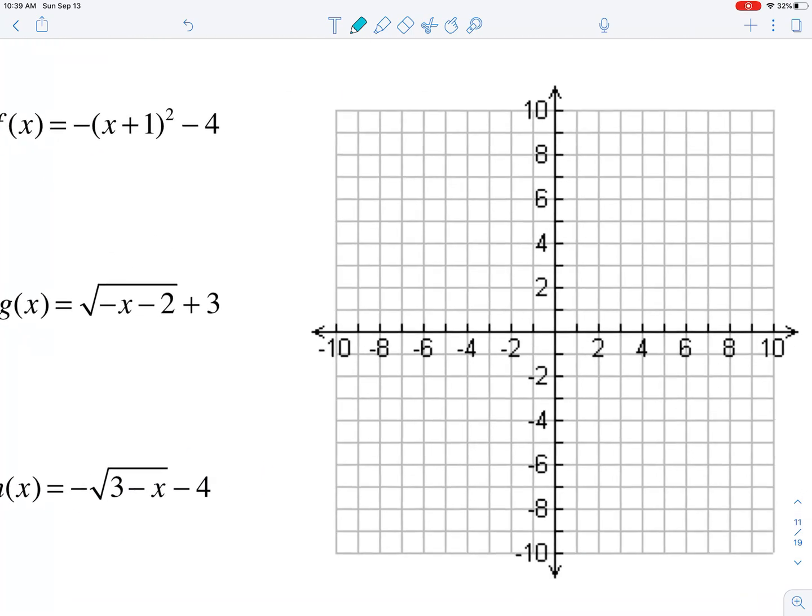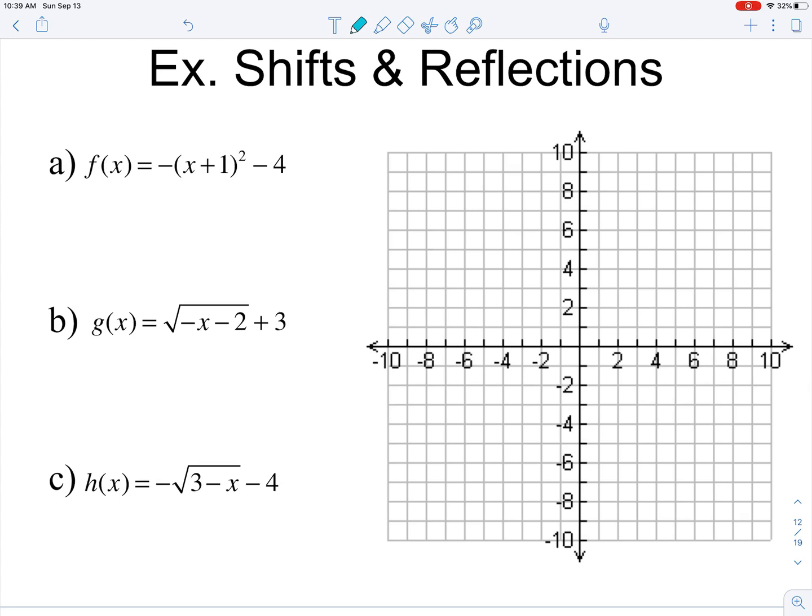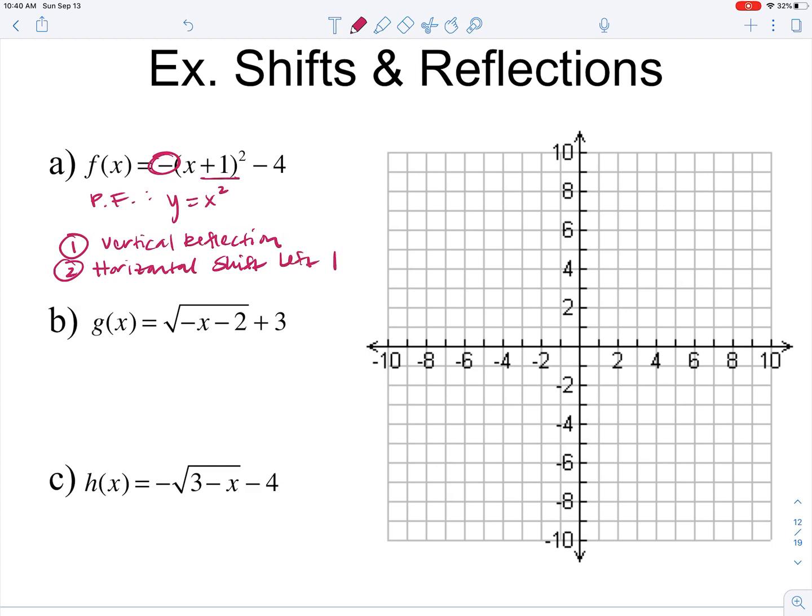And let's look at a few examples of some shifts and reflections. Okay, so let's do it, we haven't done the red. The parent function for f of x is y equals x squared. And I'm going to list the shifts and reflections, so the translations and the reflections, as they happen in order. So just reading the equation from left to right here, I can see that there is a vertical reflection, and that's from the minus out here. That +1 is going to be a horizontal shift, left 1. And then the -4 is going to be a vertical shift, down 4.